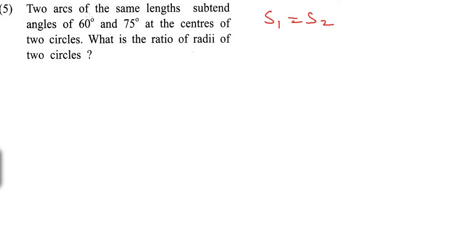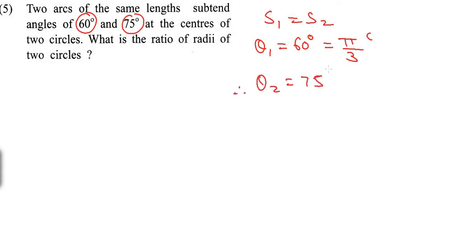Subtend angles of 60 degrees and 75 degrees at the centers of two circles. We will write the angles now. Theta 1 equal to 60 degrees. I will write this directly in radians as pi by 3 radian. Now theta 2 is equal to 75 degrees. That is equal to 75 into pi by 180 radian. Let us convert this into radians.